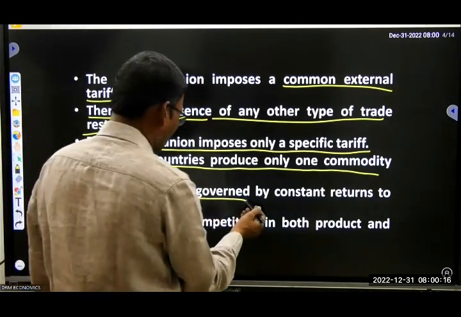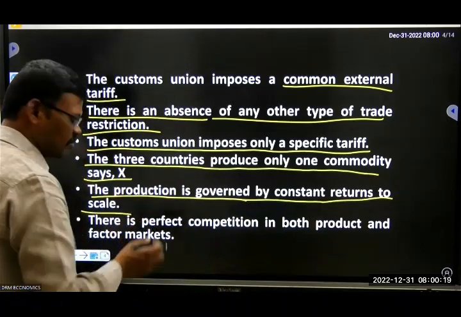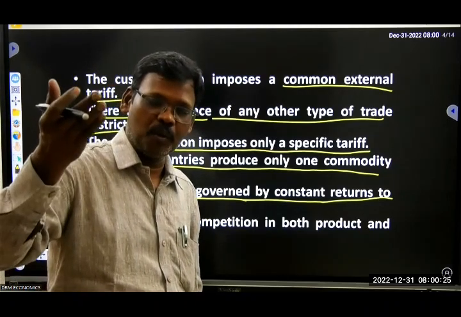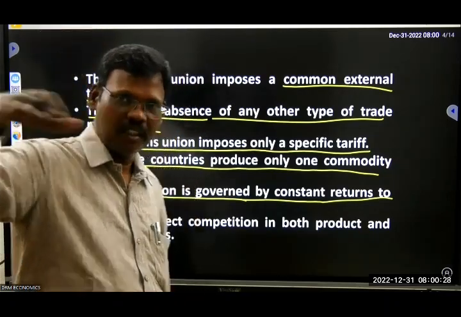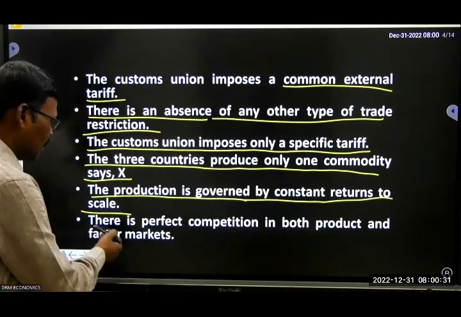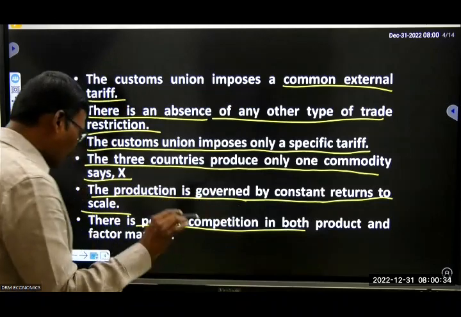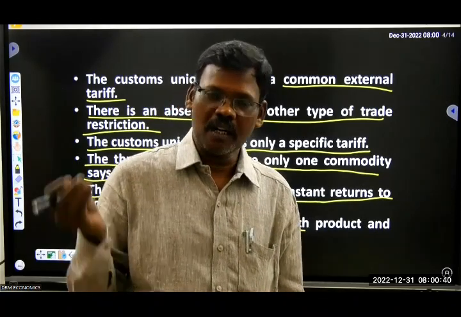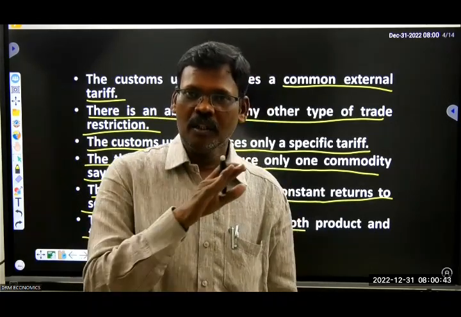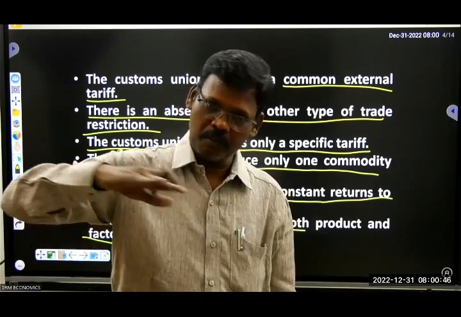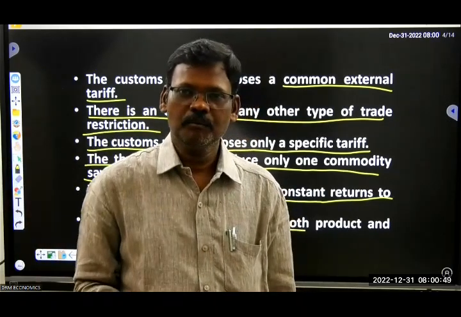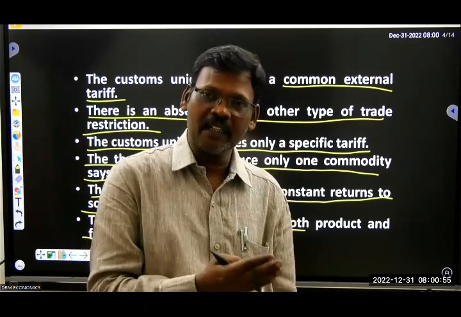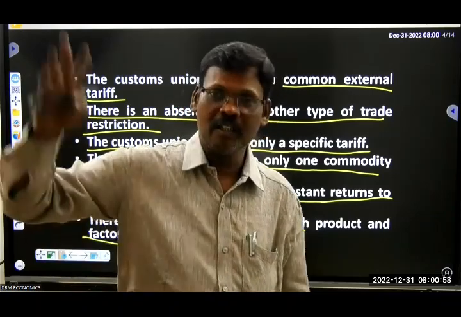The production is governed by constant returns to scale. Constant returns to scale means the percentage change in input and the percentage change in output are the same. So there is perfect competition in both product and factor markets. Labor can move anywhere within this customs union, and whenever there is a profit, many firms may enter. If a firm is making a loss, it can exit.